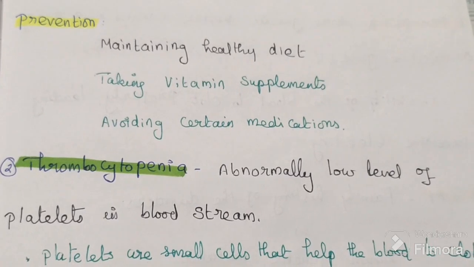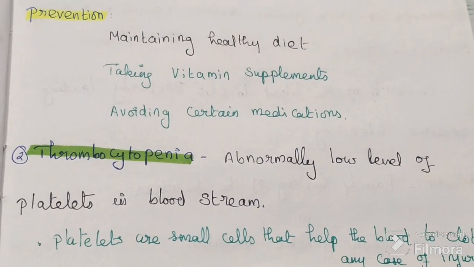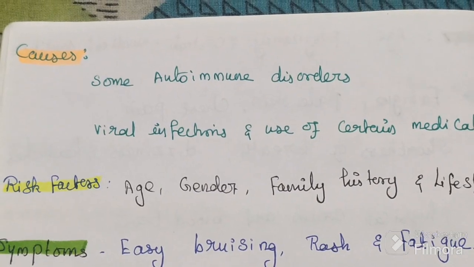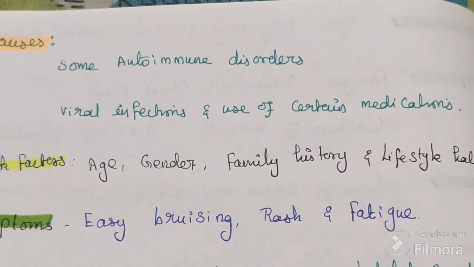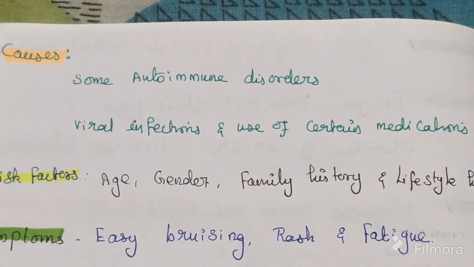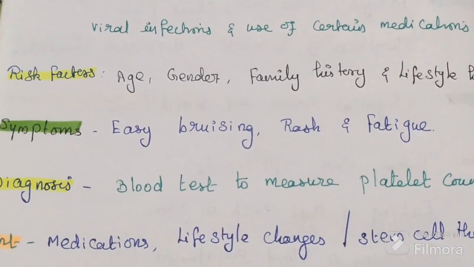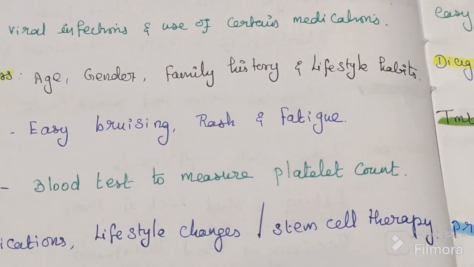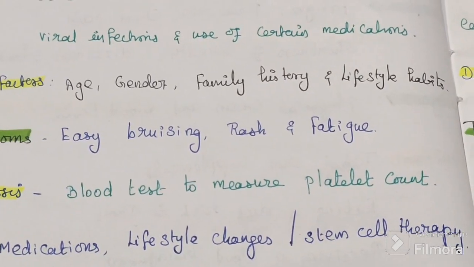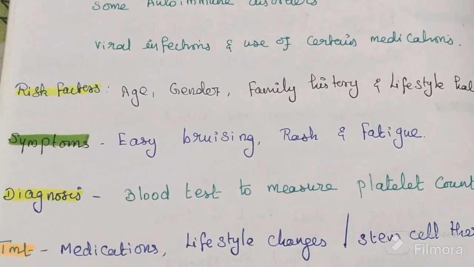Anemia doesn't have enough healthy RBC, whereas here there is a low level of platelets in the bloodstream. Causes of thrombocytopenia: some autoimmune disorders, viral infection, and use of certain medication. Autoimmune disorder, viral infection, and some medication will cause thrombocytopenia. Risk factors: age, gender, family history, and lifestyle habits.